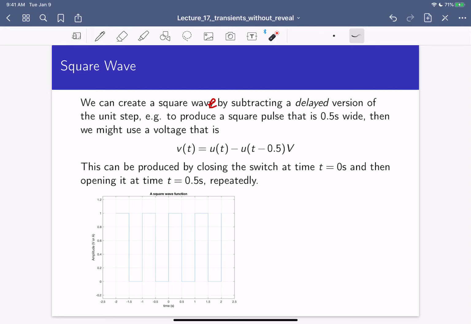If we take the switch and we open it at time 0 and then close it at time 0.5 seconds, and then we open it again and then we close it again, we will end up with a square wave like we have shown here. So now let's consider what happens when we apply this square wave to a circuit. Assume we have a square wave where the input alternates between −12 volts and 12 volts, and it switches every 0.5 seconds, every half second.